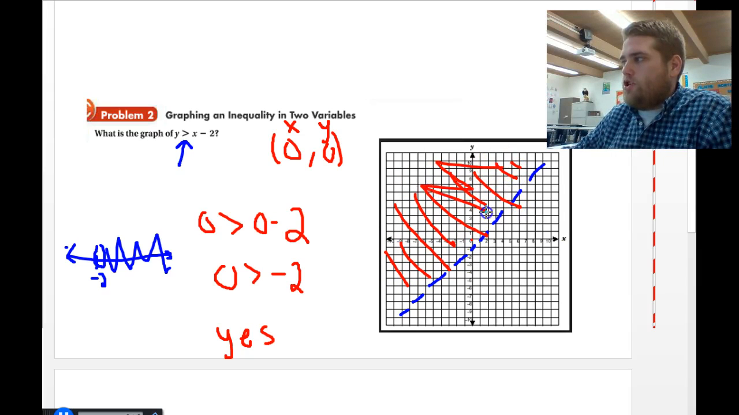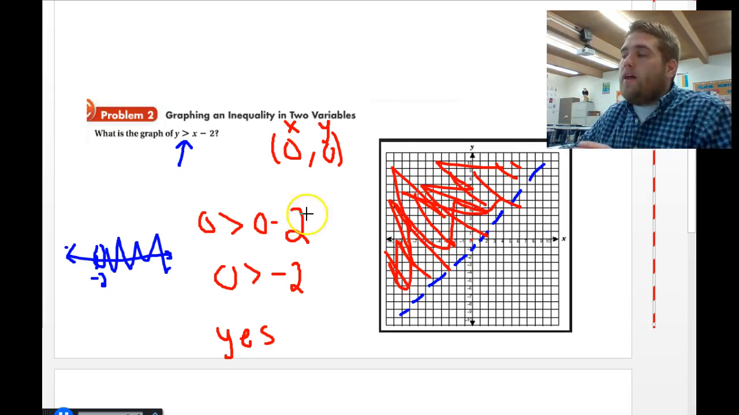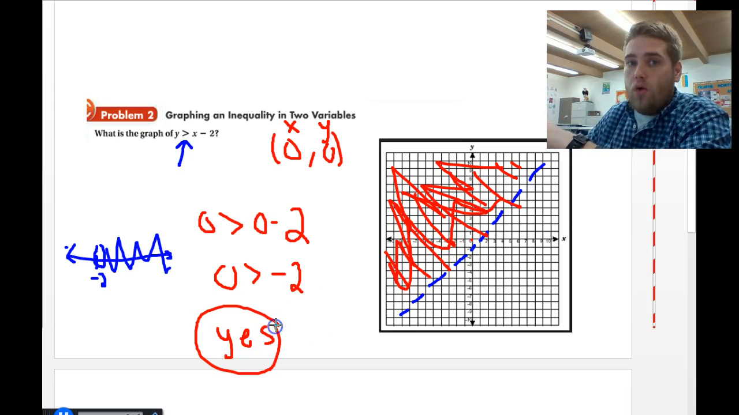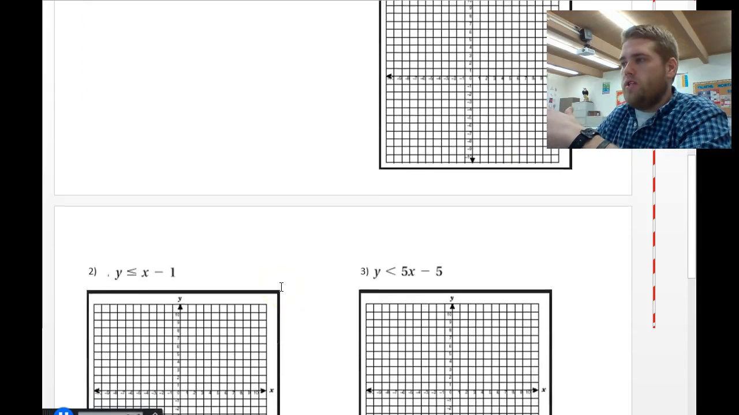Okay? So I shade this in here. And that's what my graph looks like. If the answer was no, if instead of yes I had no, I would shade away from that point, if that makes any sense. So let's do a couple more just to really see what we're going on here.